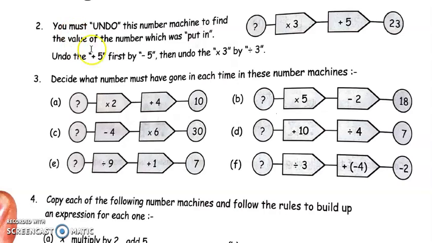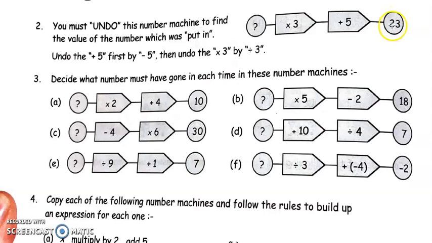Question 2. Now, this is where you're going to have to change your strategy a little bit because it's telling you you're going to have to undo this number machine to find out what the original input number was. So you're going to have to work backwards. So it's saying there, undo the plus 5 first by subtracting 5, and then undo the multiplied by 3 by dividing by 3. So you work backwards, boys and girls.